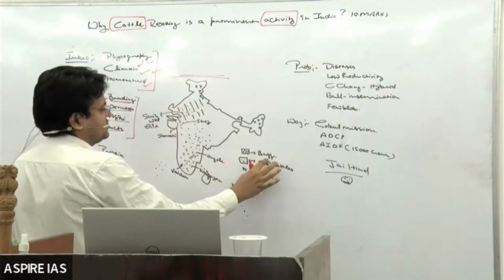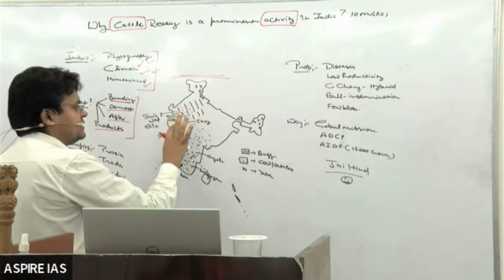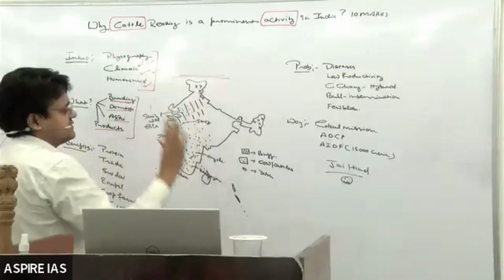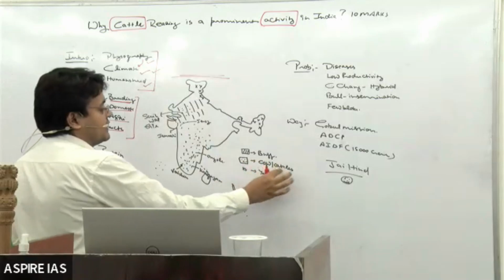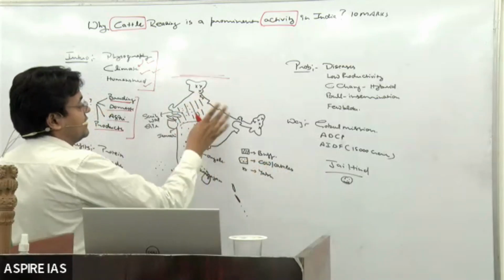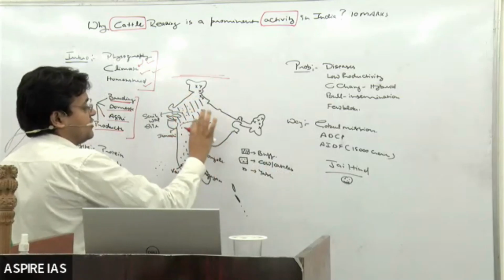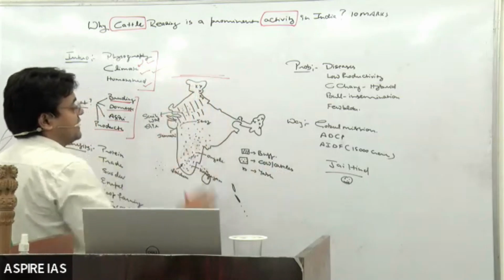One is buffaloes. In India, buffaloes are found mainly in Gujarat, Rajasthan, Uttar Pradesh, Punjab, and Haryana. This is the maximum buffalo area. Then second is cow and cattle. The maximum area is in cow and cattle, starting from Rajasthan, Gujarat, and the semi-arid region of the Peninsula. This whole region belongs to cattle.